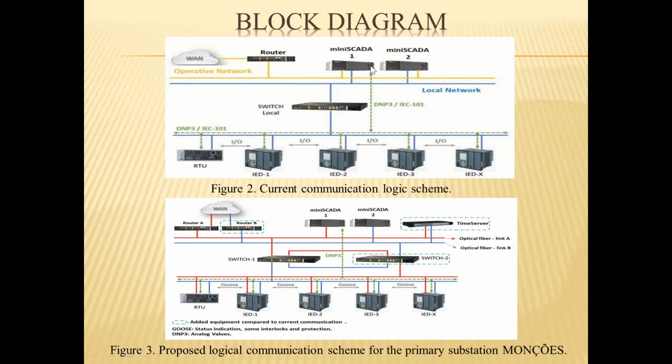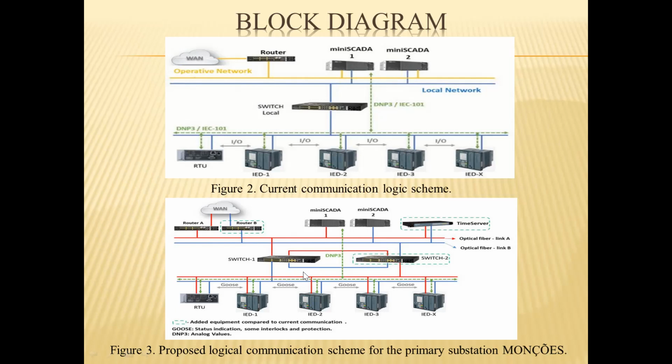In the next figure, the communication will be done horizontally for status indication and interlocks using IEC 61850 GOOSE protocol, which reduces the amount of cables needed for the communication among IEDs. Analog values will be sent through DNP3 since the existing mini SCADA equipment is not capable of working with the MMS protocol. The mini SCADA equipment will serve as an interface between the IED and the central SCADA.